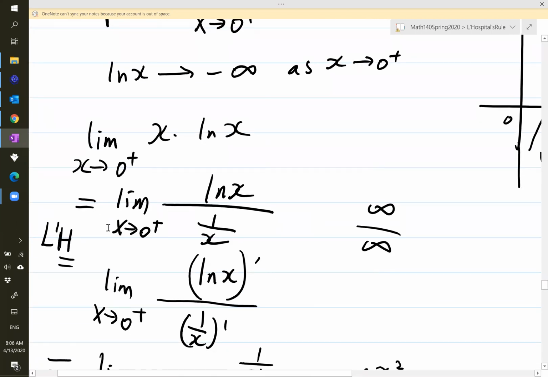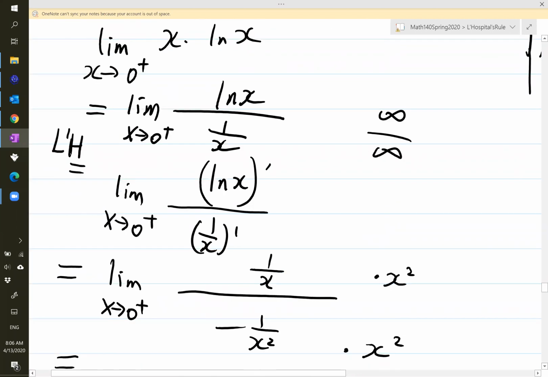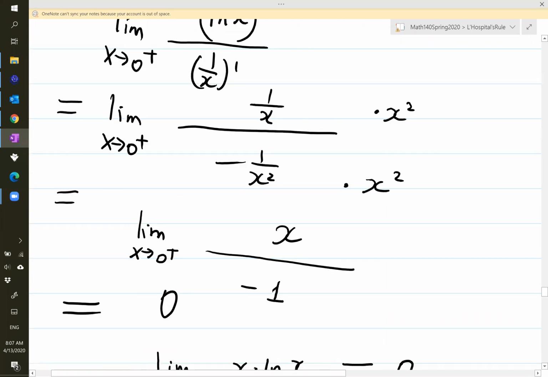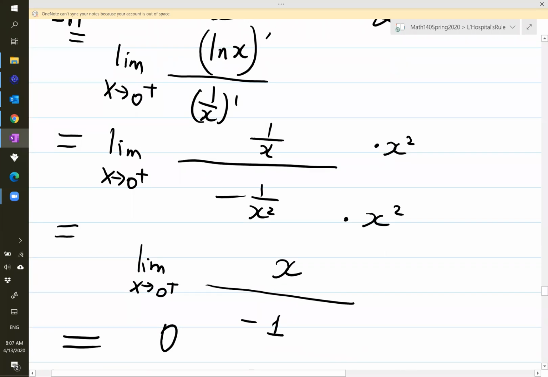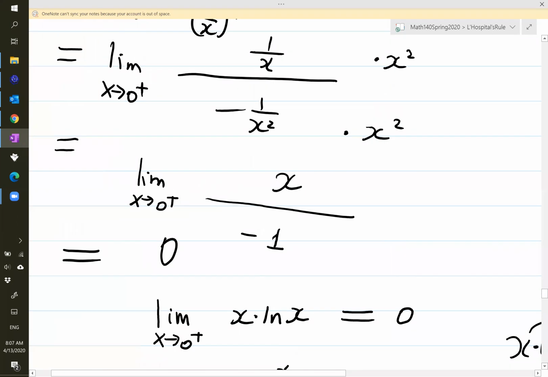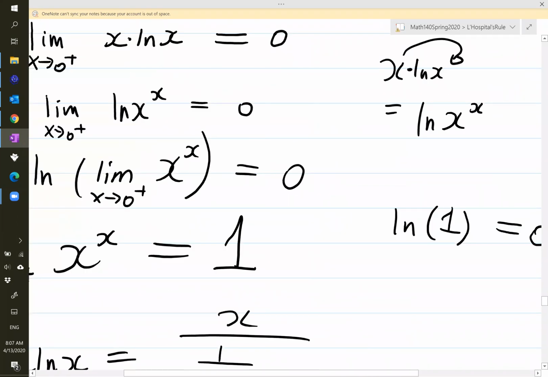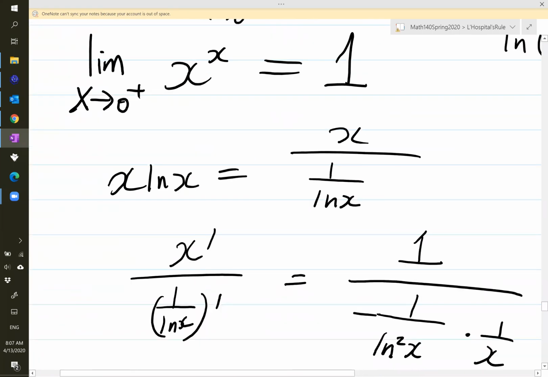So we get ln x over 1 over x. Now you check, it's infinity over infinity, so we can apply L'Hopital's rule. When we apply L'Hopital's rule, we take a derivative. Then we get the limit of negative x, which turns out to be 0.